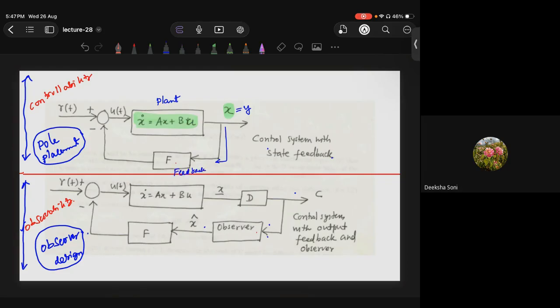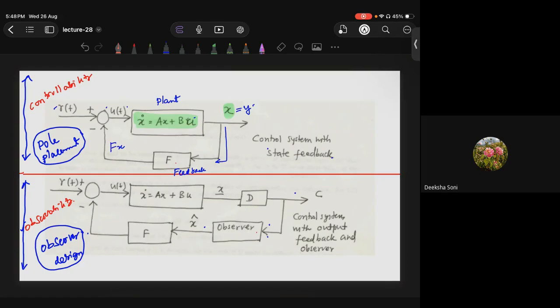Then what we get here is fx. This fx will be compared with r of t, so we get an error. Based upon that error, we generate u of t and substitute it here. Then again we get the output. This is the sequence. Is this clear? Any doubt?